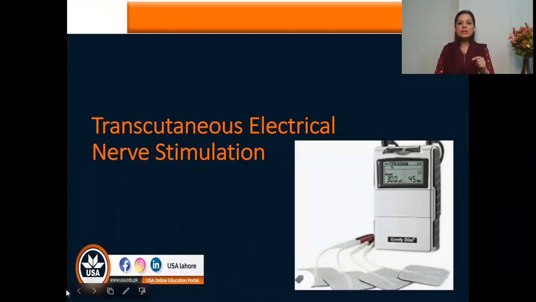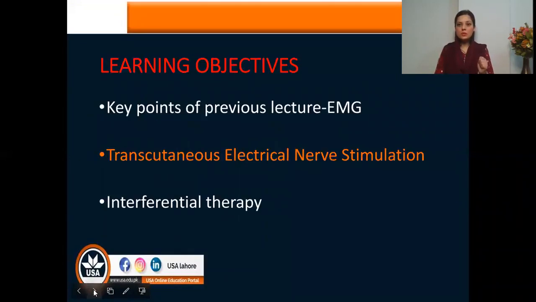Before starting this, I am going to move towards the learning objectives of today's lecture. That includes the key points of the previous lecture, that is electromyography, and transcutaneous electrical nerve stimulation that we are going to study today. And next, inshallah, in the next session, we are going towards the topic of interferential therapy that comes under the medium frequency currents.